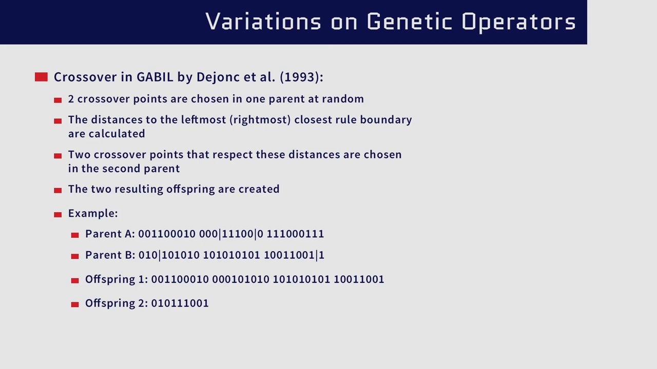If we combine the beginning of parent A with the middle of parent B and the end of parent A, you obtain this long first offspring here with 4 rules and a second offspring with only 1 rule. This variation in the crossover operator allows variation in the size of the chromosome. Using this method, the appropriate number of rules can be evolved.